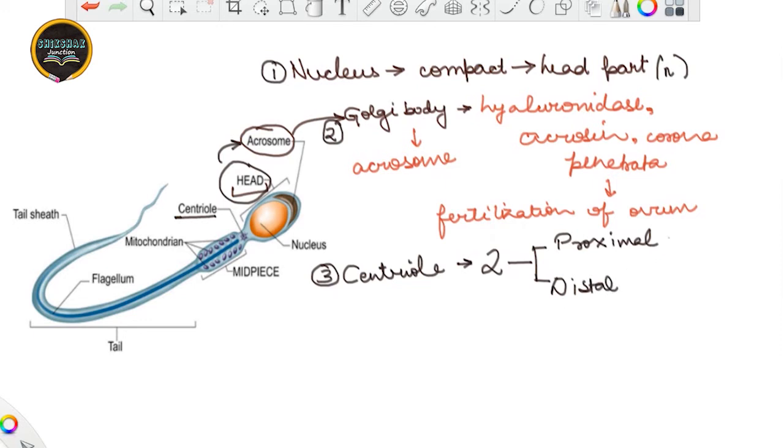So what happens with this proximal part? This proximal centriole enters into the egg. Okay, it enters into the egg and it leads to the first cleavage division within that particular egg. Right, now what the first cleavage division actually is, that we will talk about during the fertilization part, but just remember that this proximal centriole enters into the egg and then it leads to the first division.